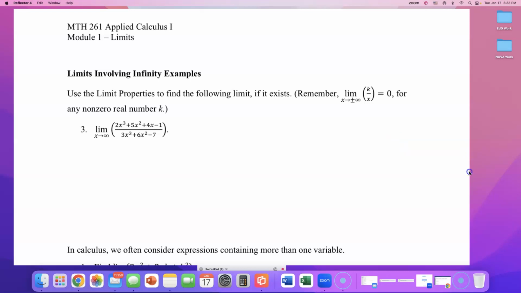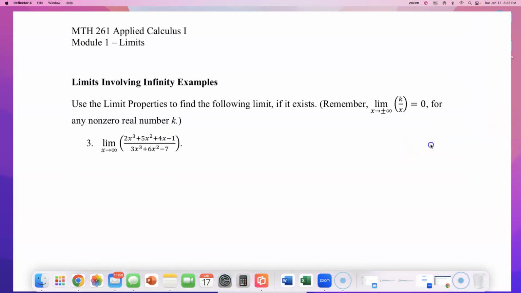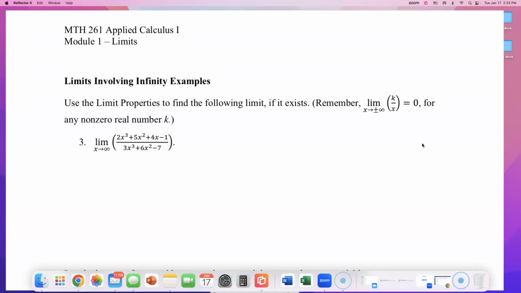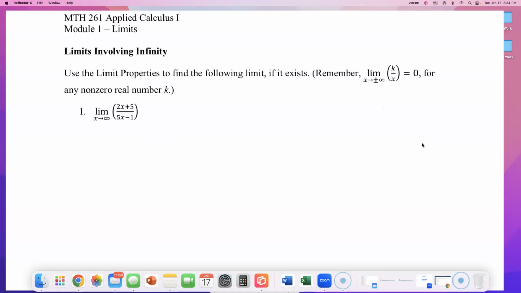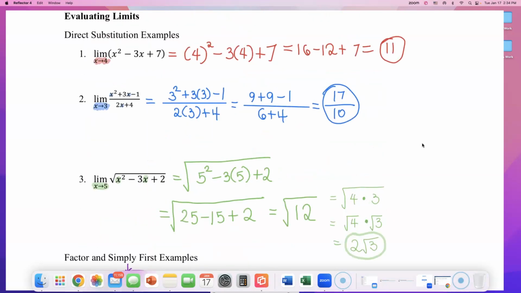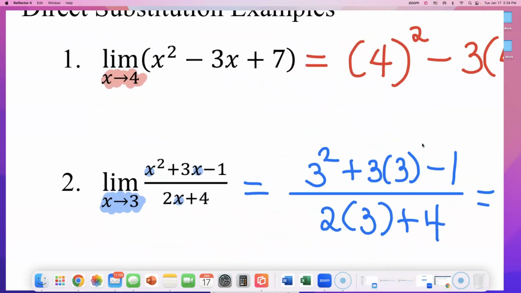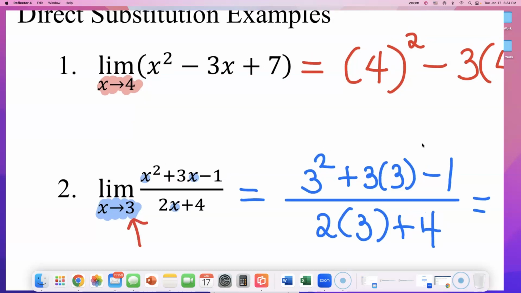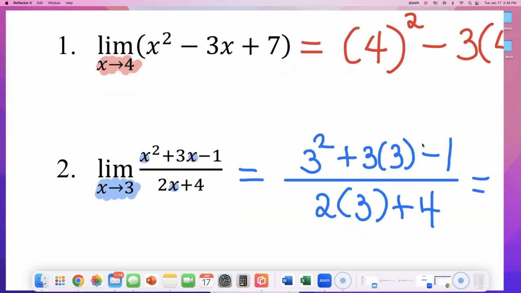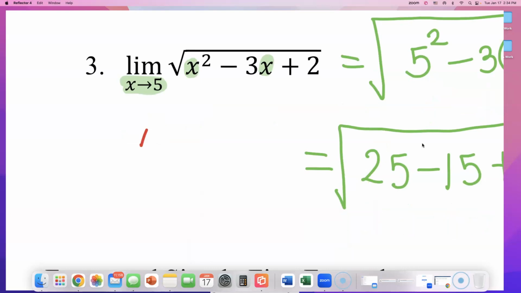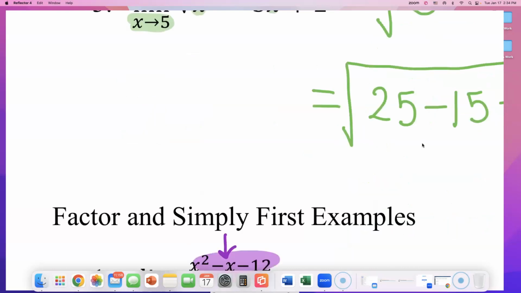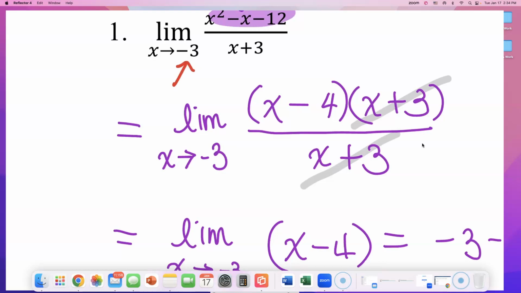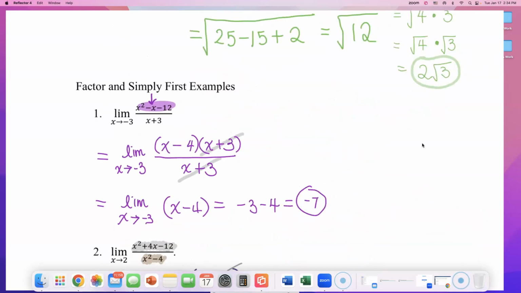Okay, the third method has to do with limits involving infinity. Take a look. The first types of problems we looked at, we were given actual numbers that x is trying to approach. Like this one, x was trying to go to 4, so we plugged in 4. This one, x was trying to go to 3, so we plugged in 3. But later on, this one, we're trying to find x going to 5, -3. So we were given numbers, and sometimes direct substitution worked, or we had to factor and simplify.